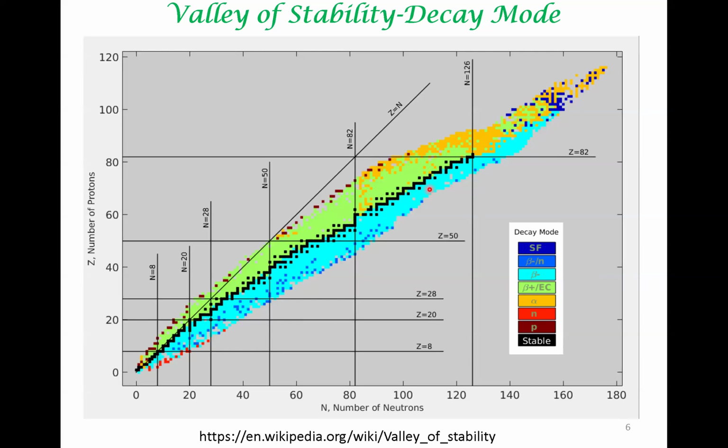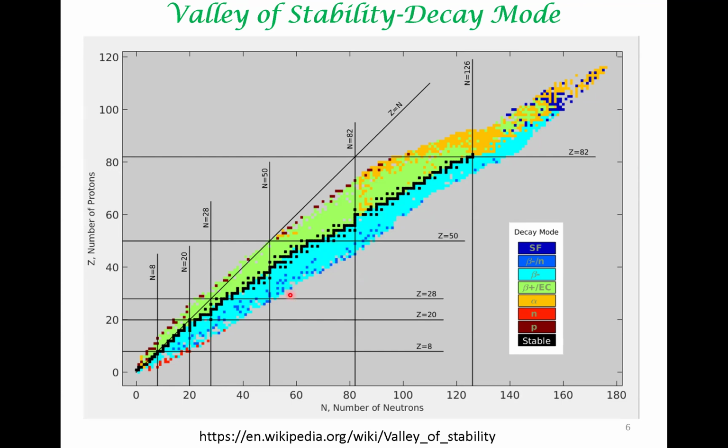Then what are the other features? This means it is spontaneous fission. So these nuclei will show spontaneous fission. This was already indicated. You have beta decay in this region. These are the ones that show beta decay.